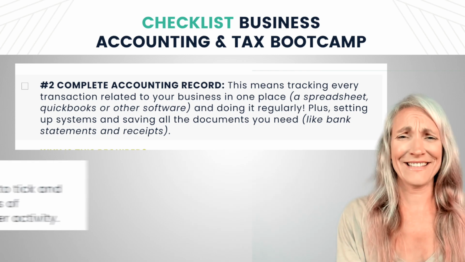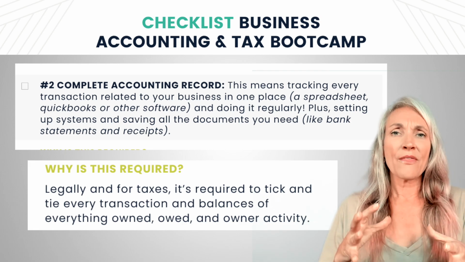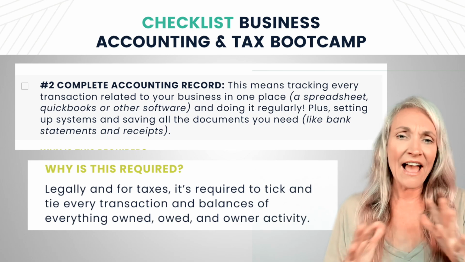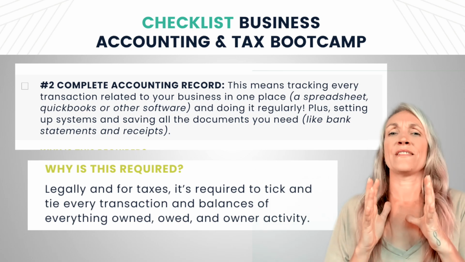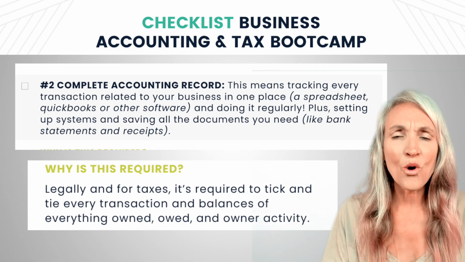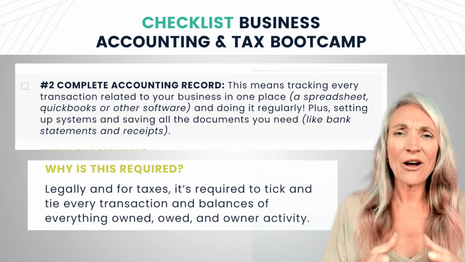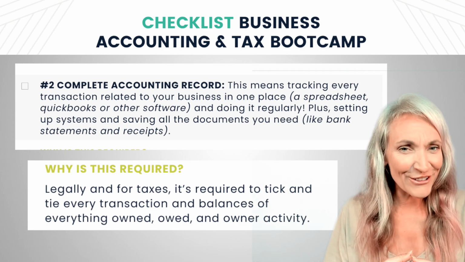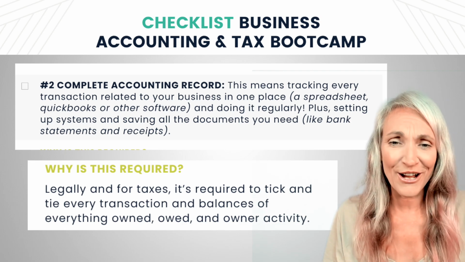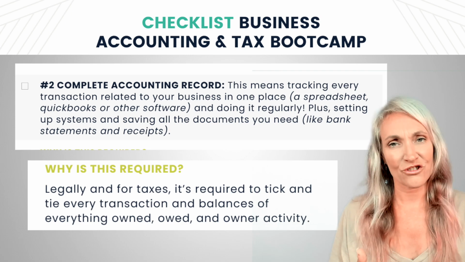So why is this required? So for legal and tax purposes, a complete accounting record allows us to tick and tie every single transaction with the balances of everything we own, everything we owe, and our owner activity and our owner accounts. So this is how we have good records that can really be checked, and if we don't keep track as we go, basically the IRS knows it's far less likely to actually be correct.